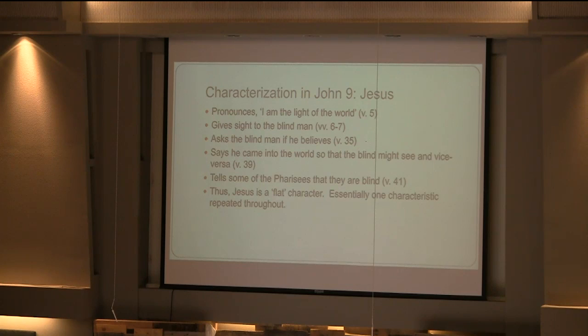And essentially, in this narrative, Jesus is a flat character, because there's one characteristic repeated throughout, and it's all to do with light and darkness, sight and blindness. And you'll notice that Jesus is absent between verse 7 and verse 35. There's a large gap in the middle of the story in which Jesus does not say anything or do anything. So what Jesus says and does, is it important? Well, of course it's important. Yes, of course it is. But he isn't developed. It's basically a single idea repeated many times. So Jesus is a flat character in this narrative. Then let's have a look at the blind man.